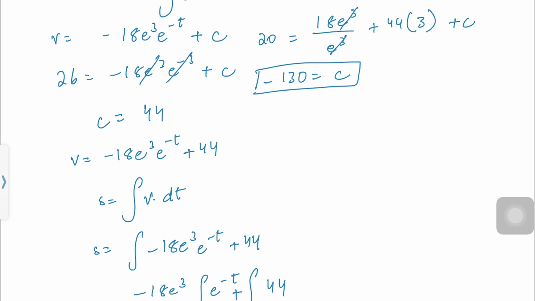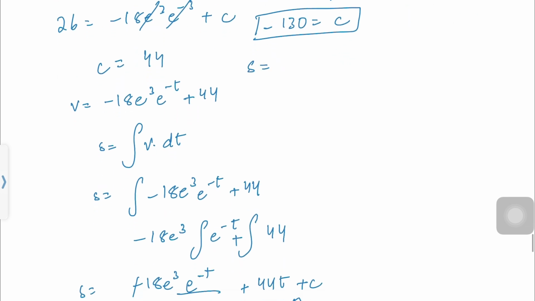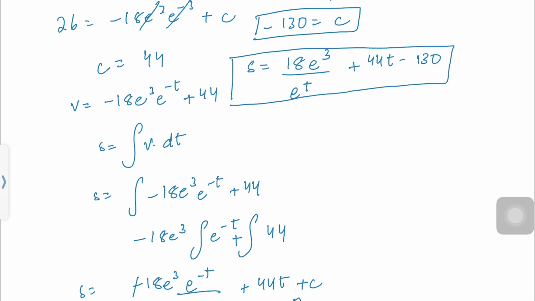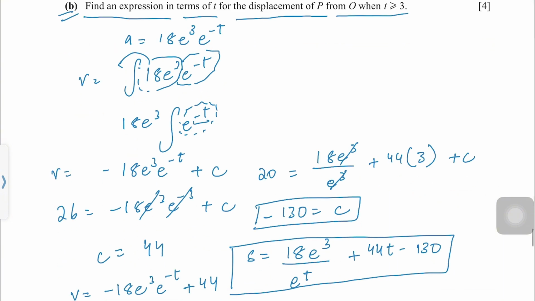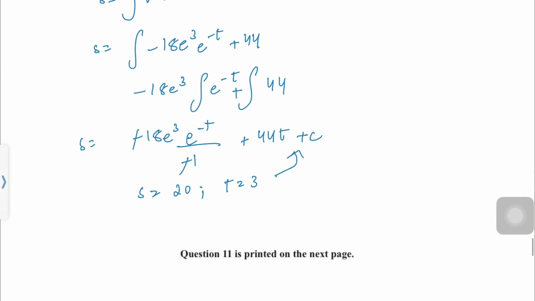So our final displacement equation would be s equals 18e^(3t) plus 44t minus 130. This will be our final answer. Since we needed an expression, we are done with the expression.